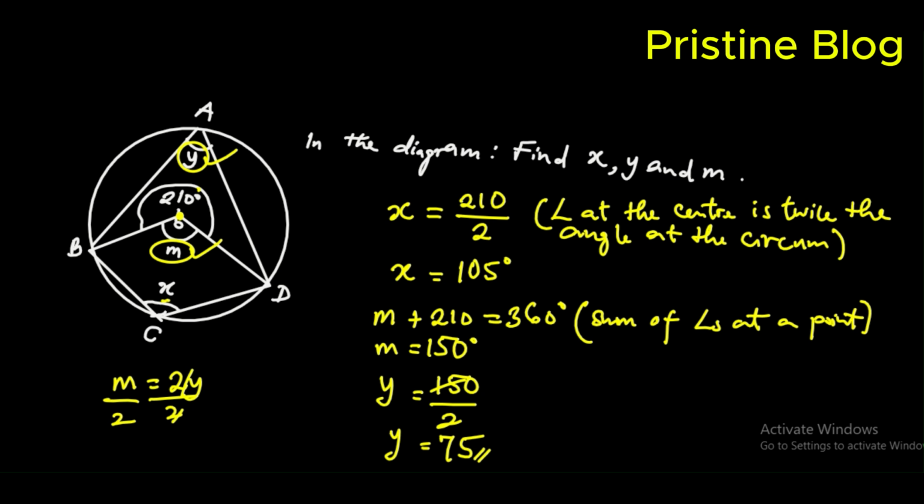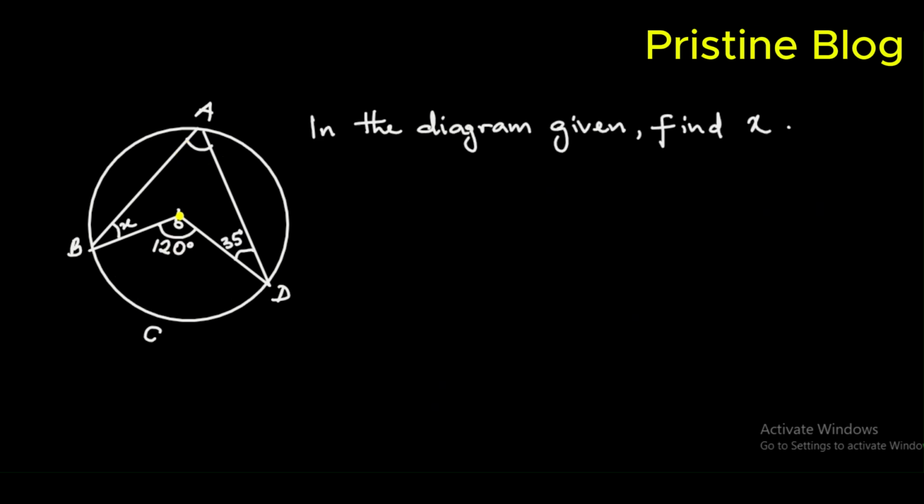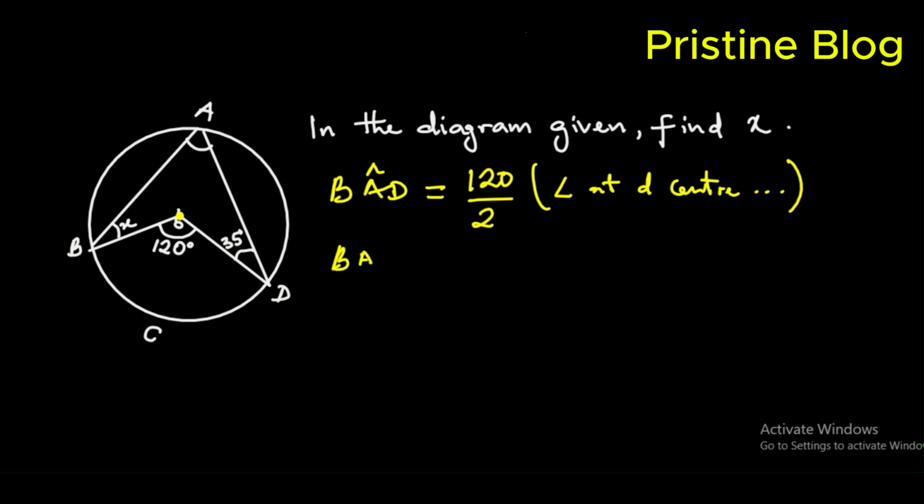Okay. Now let's move to another question. In the diagram given, find x. We want to find x here, but we have to get the BAD first. You can see the BAD is equal to half of 120 because the angle at the center is 2 times the angle at the circumference. So BAD is equal to 60 degrees.